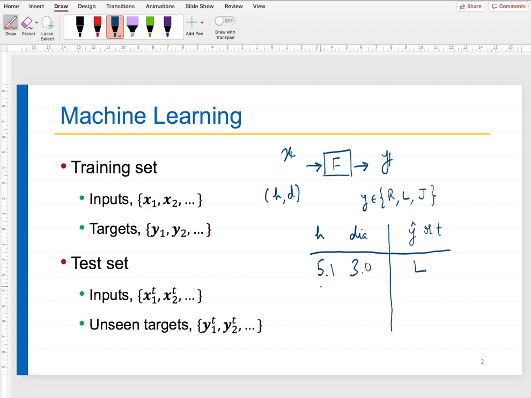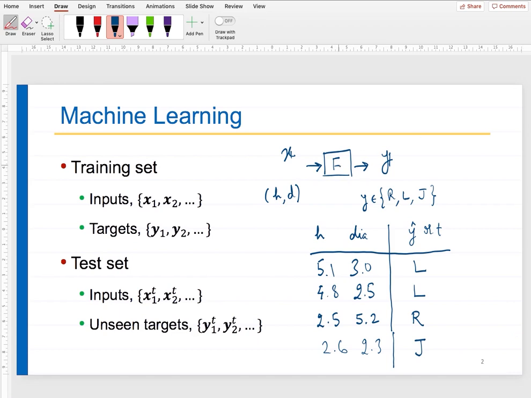I took another flower, the height was 4.8. Diameter was 2.5. Again, it was a lotus. Then I took another flower, the height was 2.5. The diameter was 5.2. It was a rose. And I took another flower whose height was, let's say, 2.6, and the diameter was 2.3. Which flower is it? These are small flowers. In this way, I keep collecting more and more data.